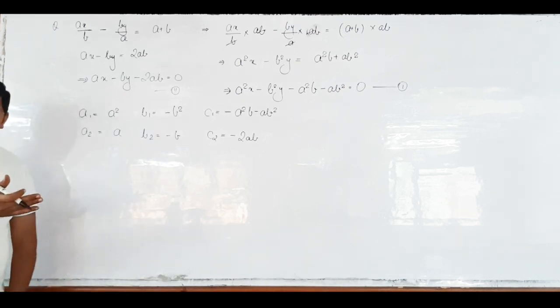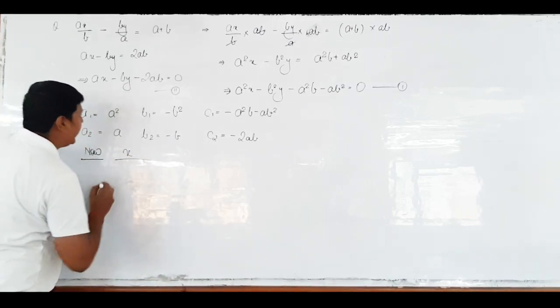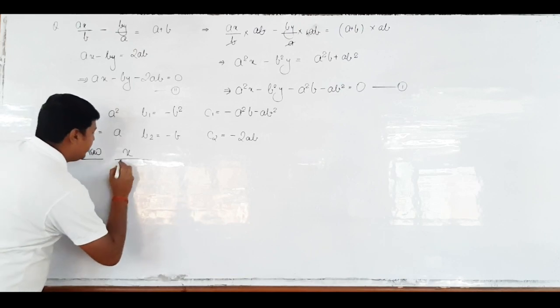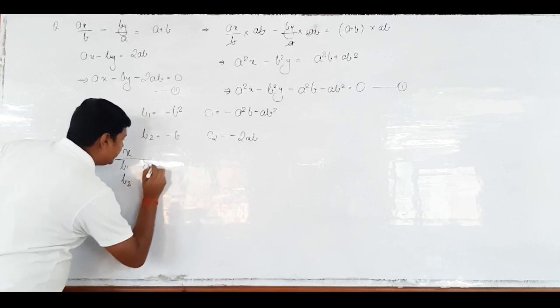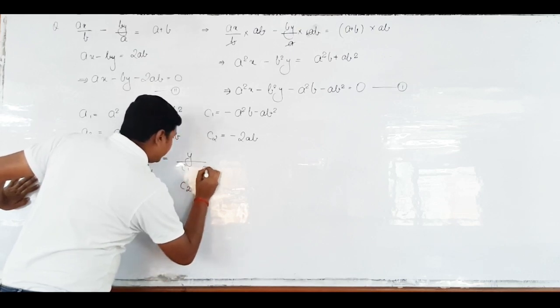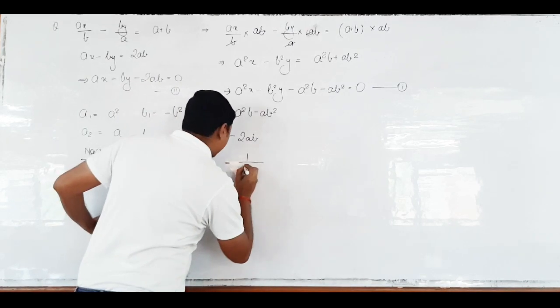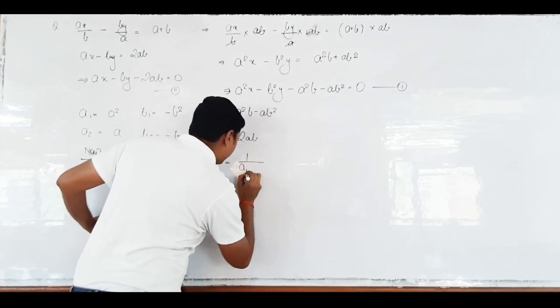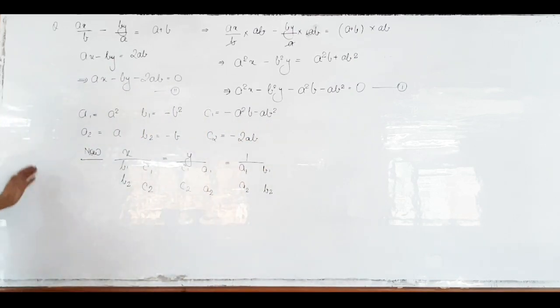Now we'll write the formula. So x by B1, B2, C1, C2 is equal to y by C1, C2, A1, A2. Now 1 by A1, A2, B1, B2. So we have written the format. We always start from B1 and B2.